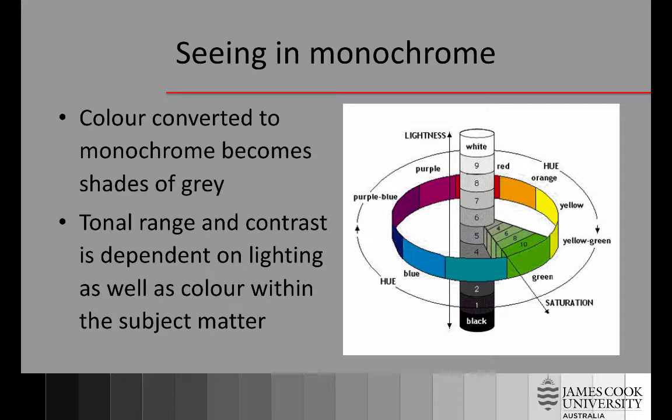So how do we learn to see in monochrome? When color is converted to monochrome, it's converted to shades of grey, which is a tonal range. And that tonal range and contrast is absolutely dependent on lighting as well as the color within the subject matter. So that's what I've been talking to you about right until now.